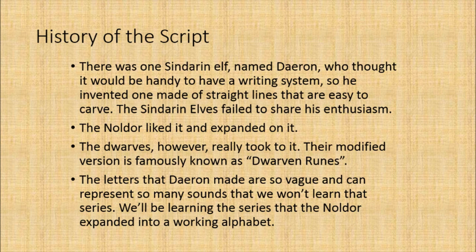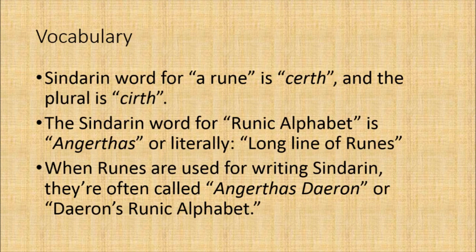The letters that Daeron made are so vague and can represent so many sounds that we won't learn that series. We'll be learning the series that the Noldor expanded into a working alphabet. We'll need to learn some new vocabulary. The Sindarin word for a rune is Certh, and the plural is Cirth. The Sindarin word for a runic alphabet is Angerthas, or literally a long line of runes. When runes are used for writing Sindarin, they're often called Angerthas Daeron, or Daeron's runic alphabet.